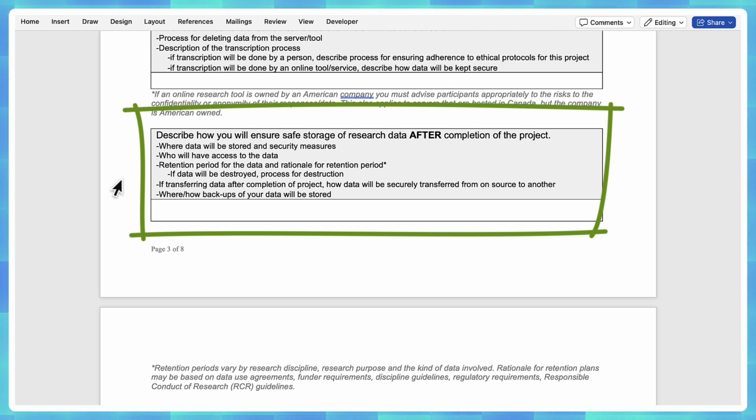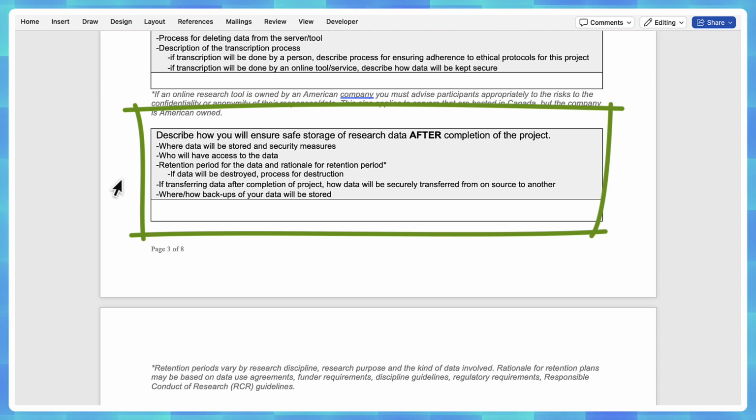So you've done the research, you've analyzed it, you're writing reports, you're writing journal articles, you're giving conference presentations, you're doing what you said you would do with the data. And you're really not doing anything more with the data.